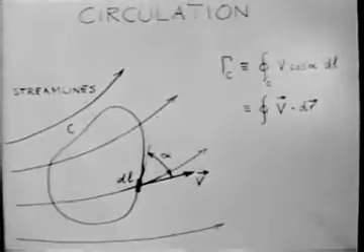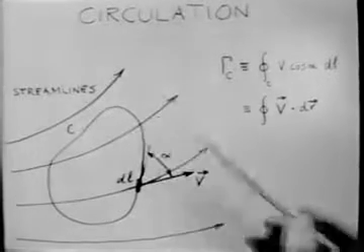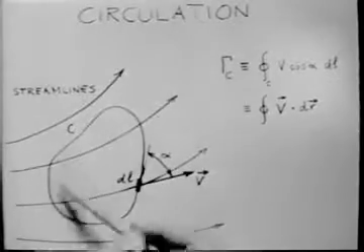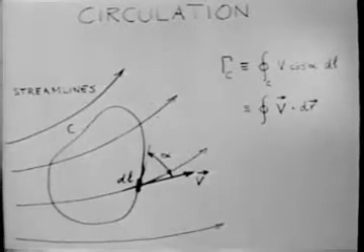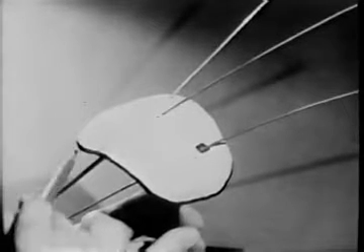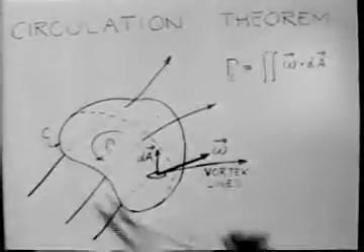Now we come to a new idea, the circulation. Remember that the circulation gamma around any closed curve C is defined as the line integral of the velocity v around the curve. Now the circulation theorem relates the circulation around any closed curve C to the vorticity passing through any area bounded by C.